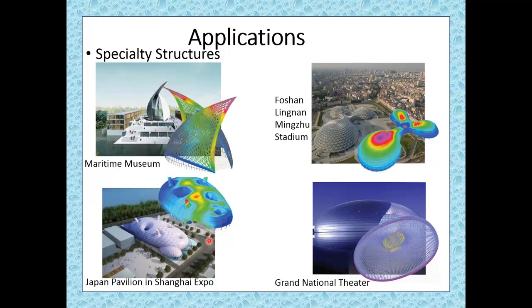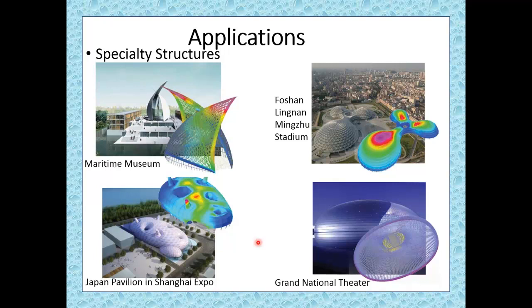Then there is Japan Pavilion in Shanghai Expo. This is also a shell plus solid model, and also a complicated frame structure in the Grand National Theatre, used for the Grand National Theatre analysis. So these are few applications among many, and further also we will see some more applications using soil structure interaction.